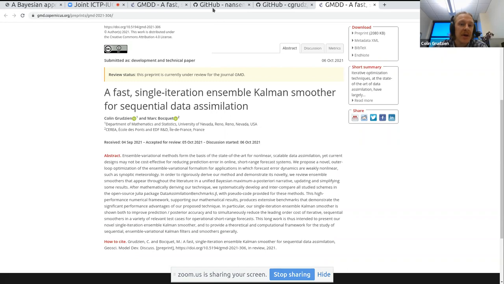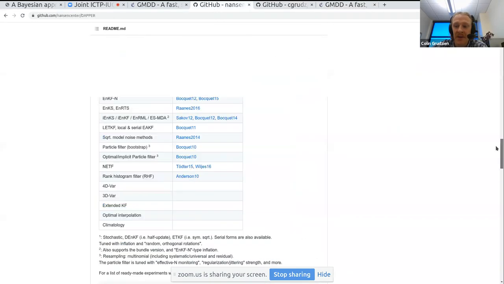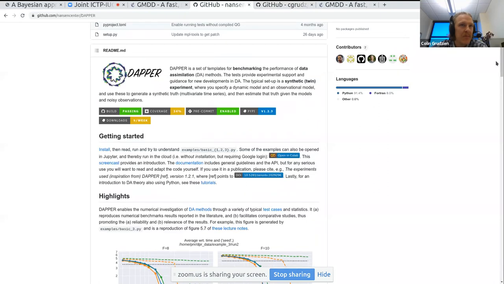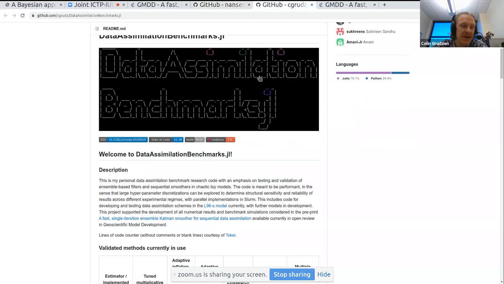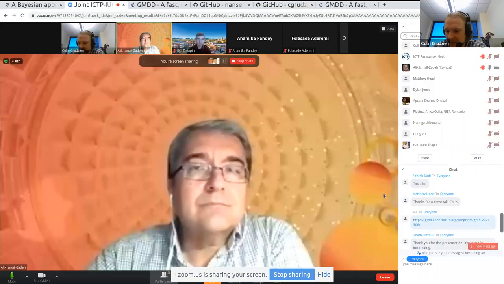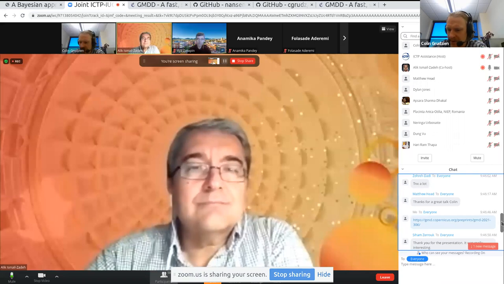I can highly recommend the Dapper package for general mid-scale to small-scale data assimilation research. It's not really meant for a full-scale operational model, but if you're interested in studying the algorithm design and having a very robust basis for comparison of different schemes, this is a great package. The people who work on it are good friends, and I contribute a little bit myself, but I've transitioned in my own research life more to Julia, just because it's blazingly fast and it's a fantastic language.